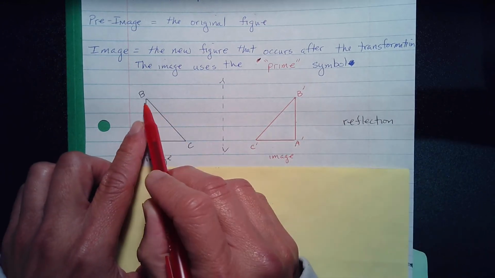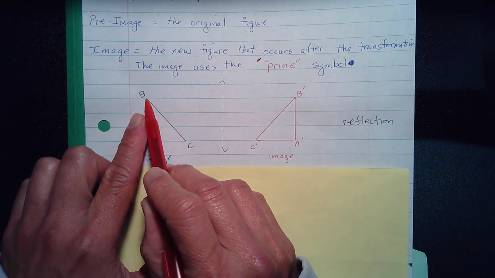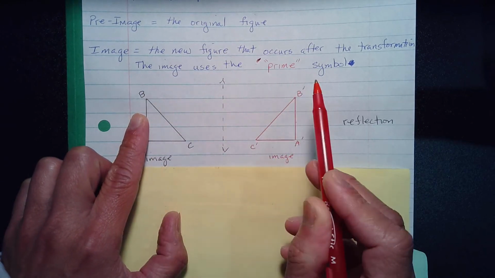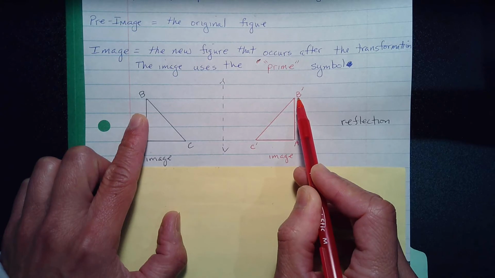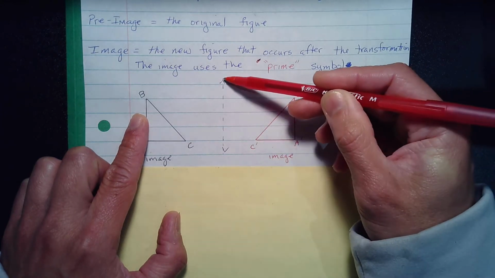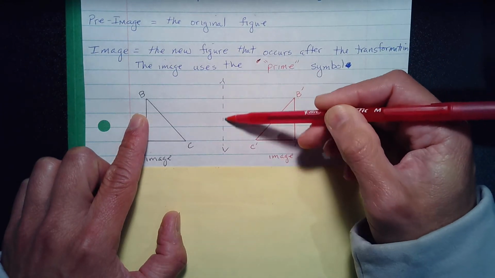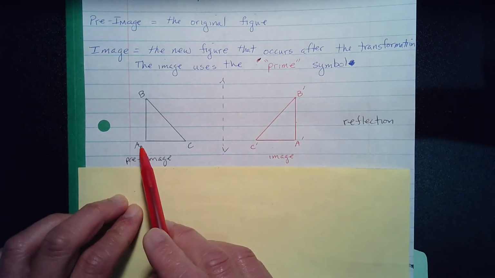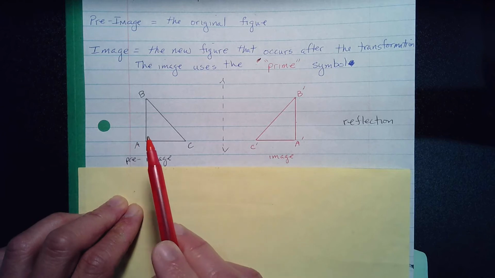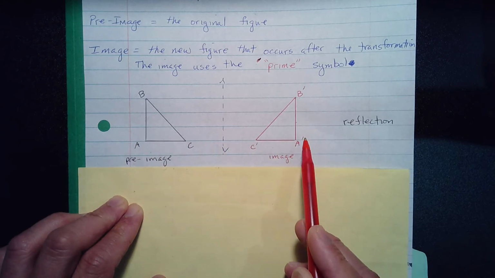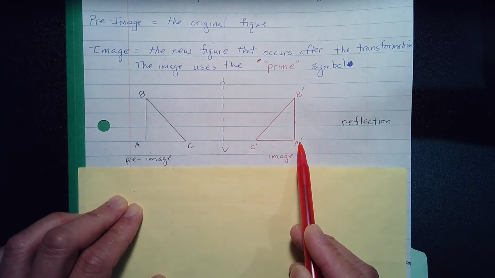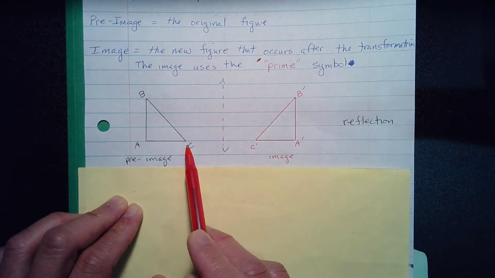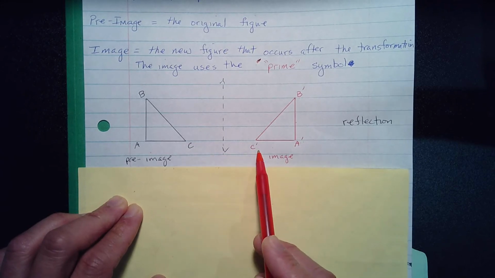What happened is this B reflected to this position, B prime, and it reflected with respect to this line. This line acts as a mirror. If you look at point A, it reflects to A prime. Point C reflects to C prime.